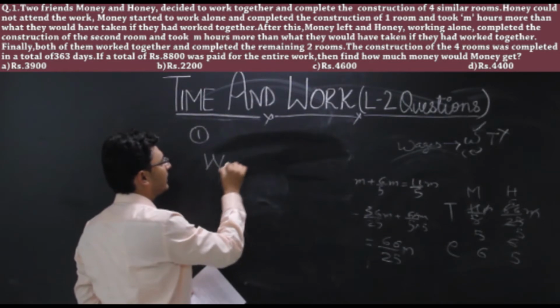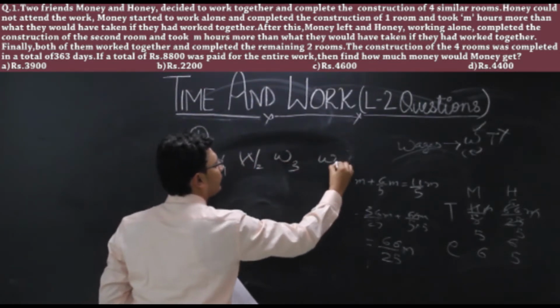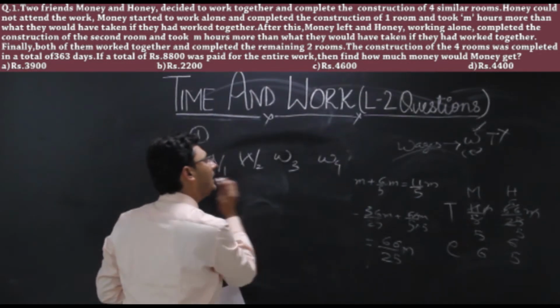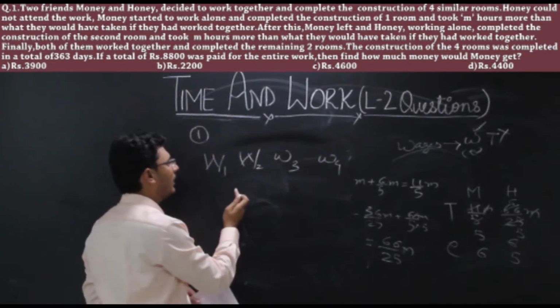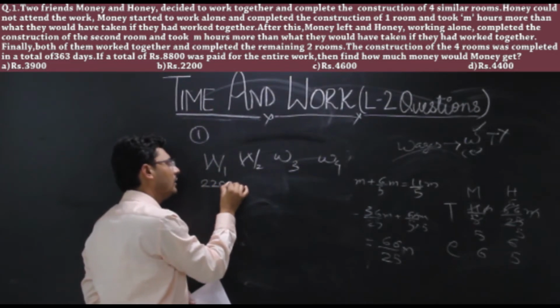There are 4 walls. So wall 1, wall 2, wall 3 and wall 4. For the entire wall he has 8,800 rupees budget. And all walls are similar. So obviously per wall rupees will be 2,200.